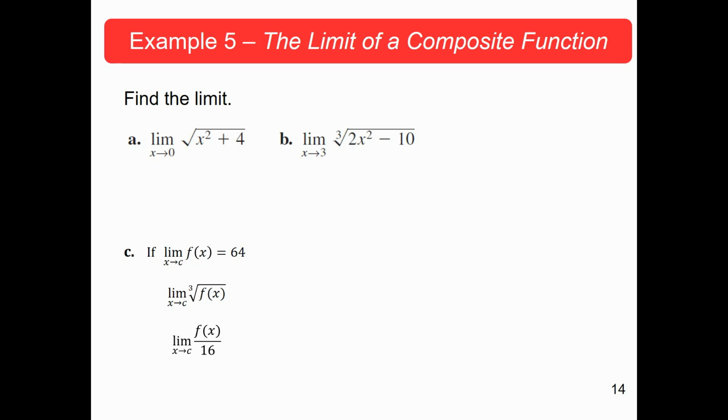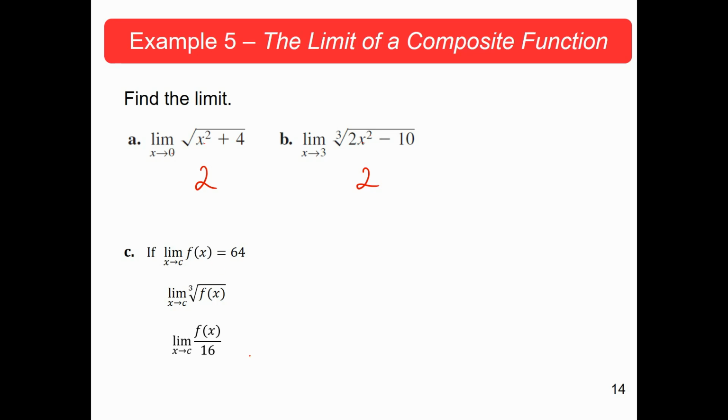All right. Composite functions. Once again, as long as I can plug it in and have no problem, I've got no problem. Now, 0 squared is 0. 0 plus 4 is 4. Square root of 4 is 2. 3 squared is 9. 9 times 2 is 18. 18 minus 10 is 8. Cube root of 8, also 2.